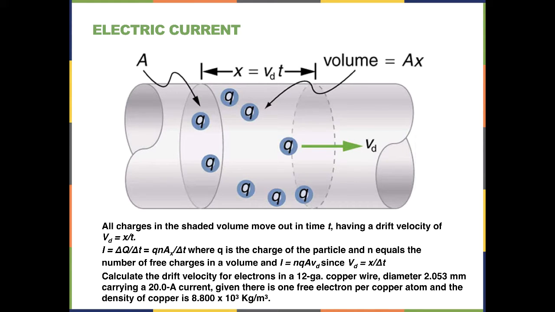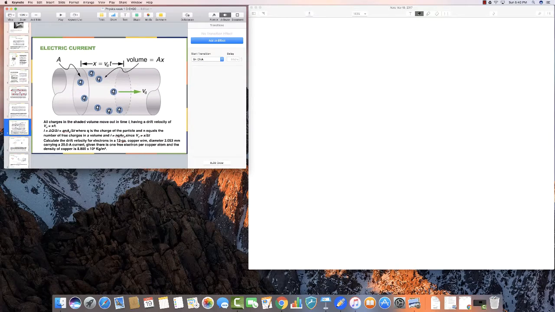So let's do a calculation, and I'm going to do this so you can see the calculation being done, because it's a little bit more complex. Let's calculate the drift velocity for electrons in a 12 gauge copper wire whose diameter is 2.053 millimeters, carrying a current of 20 amps. There's one free charge per copper atom, and the density of copper is 8.8 times 10 to the third kilograms per meter cubed. I'll show you why you need all this information in order to do this problem.